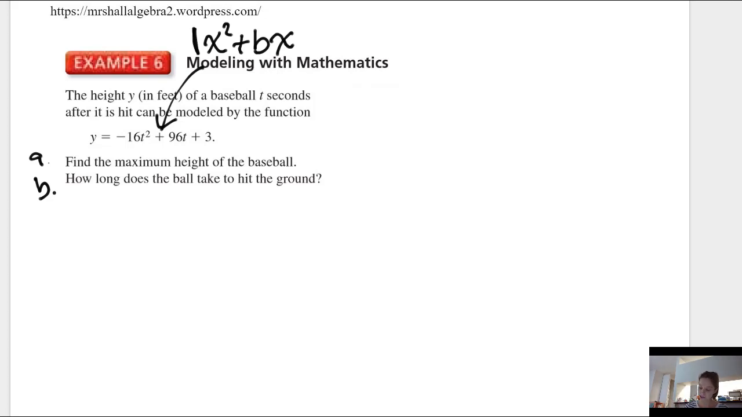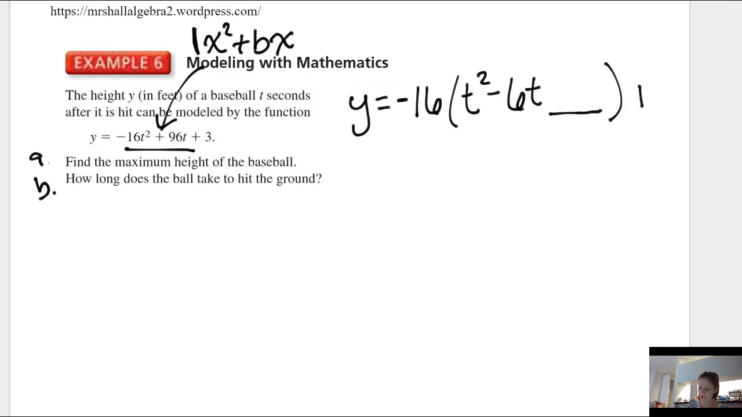Something new we're going to have to take into account here is we need to get rid of that negative 16. So what I'll do is rewrite this as y equals, I'm going to take the GCF out of the first two terms, that is negative 16, which leaves me with t squared minus 6t, gives me room to complete the square, plus 3. Okay, so that's new. Taking the GCF out so that I have a coefficient of 1 in front of the quadratic term.